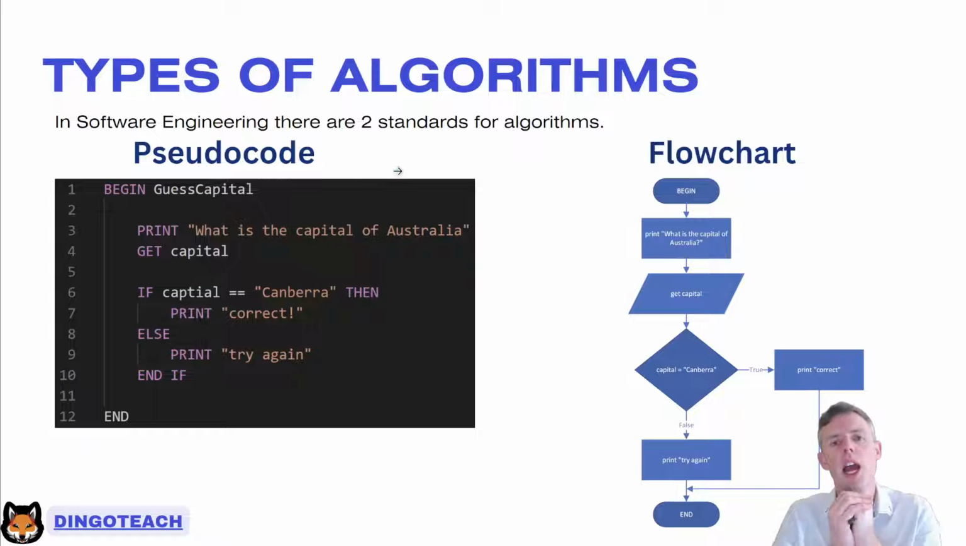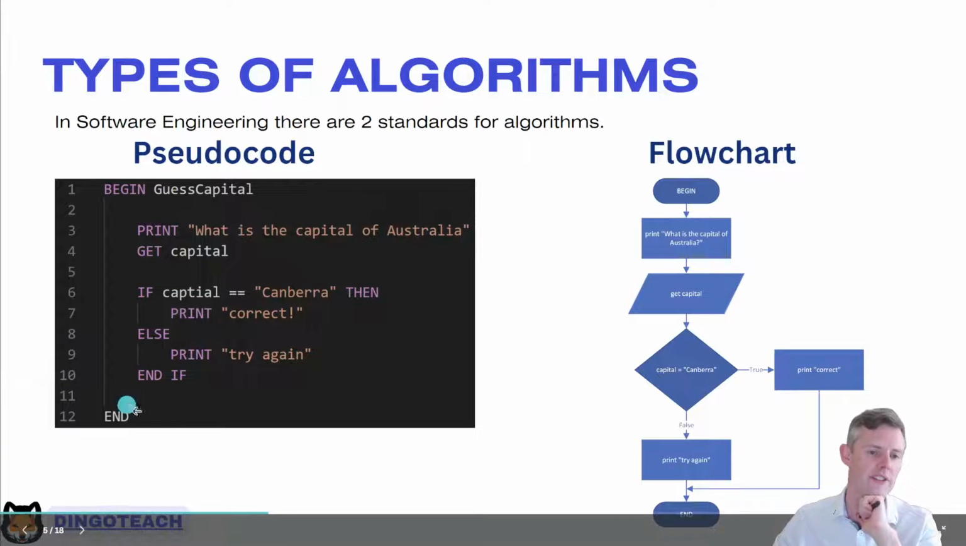What it effectively is, we are writing code that doesn't really represent any real programming language out there. It represents the features of programming language, like starting a function, putting messages on the screen, getting input from the user, using if statements, loops, lists and arrays and all that kind of stuff. But as you can see, it's very generic. Begin, guess capital. Print, what's the capital of Australia? Get the capital. If the capital equals, I've spelt that wrong, whatever, equals Canberra, then print correct. Otherwise, print try again, end the function.